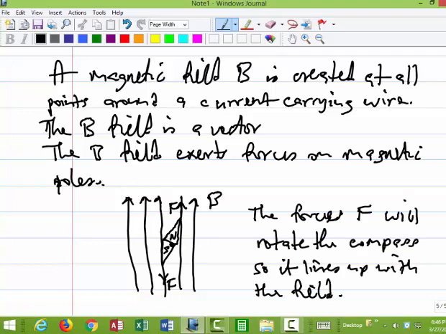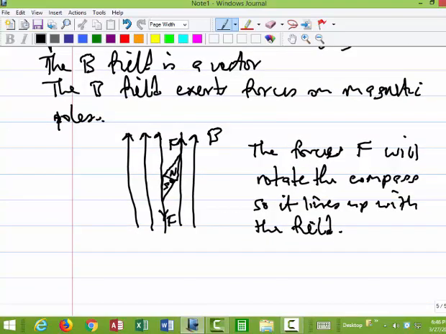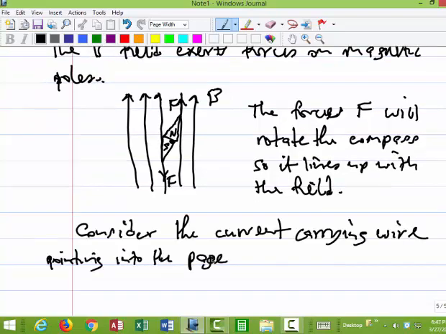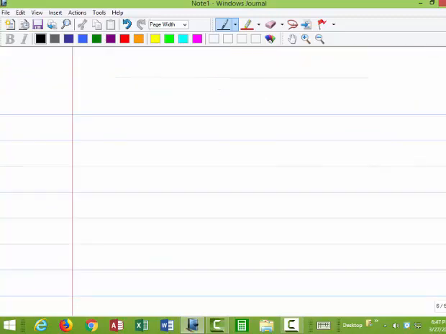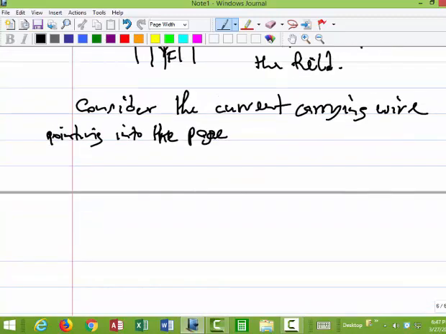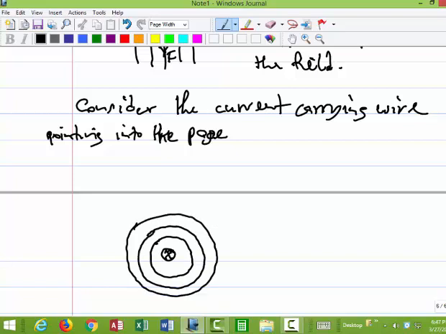Okay, so the forces will rotate the compass so it lines up with the field. So let's look at the current carrying wire. We have a current carrying wire pointing into the page. Since it's into the page, by the right-hand rule, the field lines are going to be like that, all the way around it. And so we have field lines going this way.